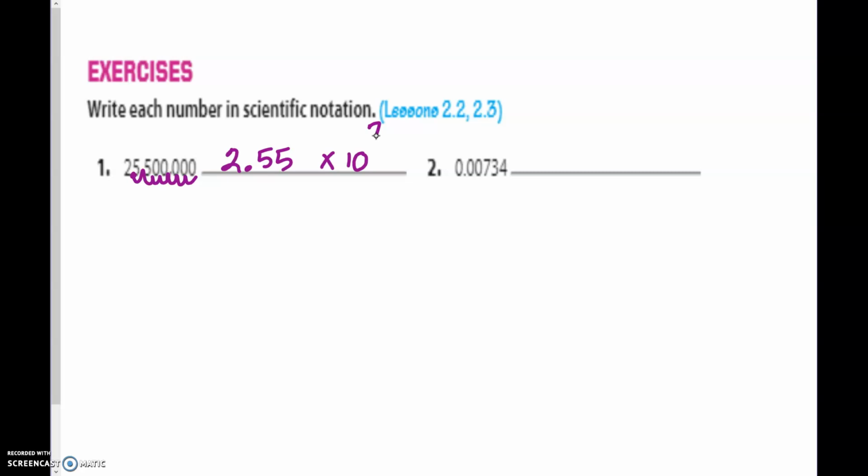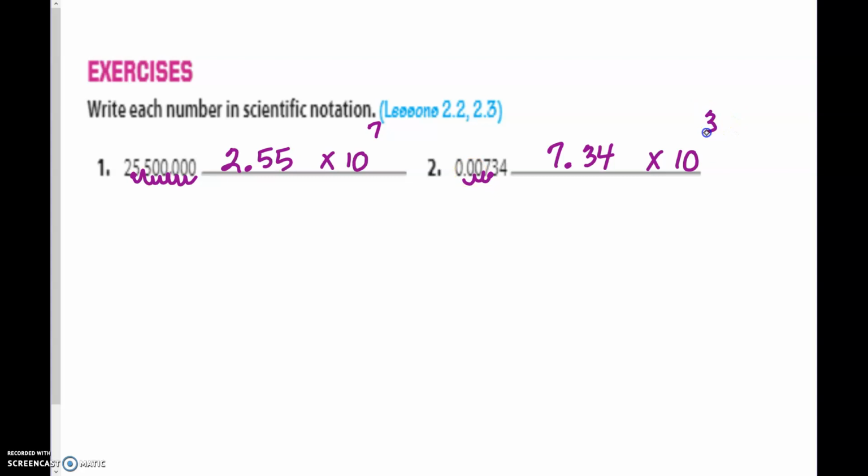All right, and number 2, let's go put that decimal where it goes. So it would be right here, 7.34. So that number is bigger than 1 and less than 10. Step 2, we have to write it as times 10. Now we have to find that power. So here is my decimal. So I moved it 1, 2, 3 places.